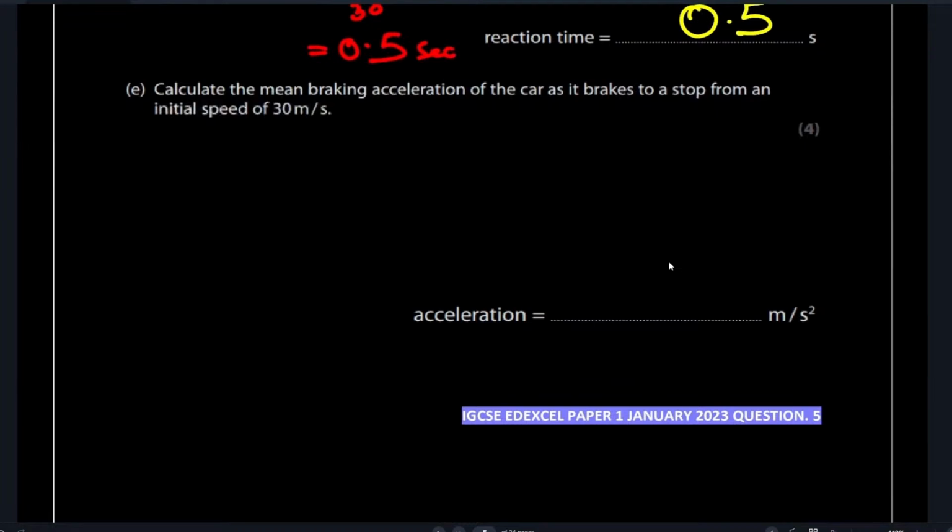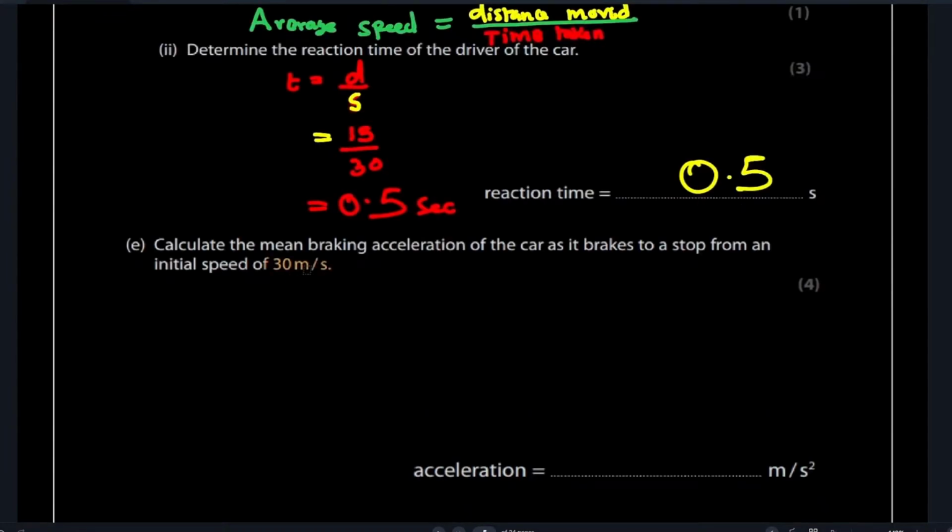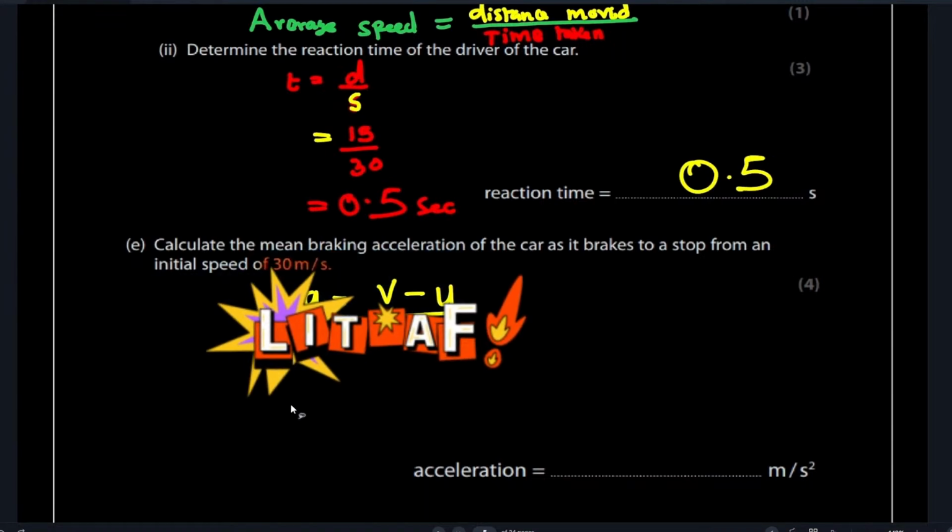Calculate the mean braking acceleration. Acceleration is obtained from a velocity time graph. Acceleration is actually obtained from a slope, but in this case we need to look at a different aspect to use. How do we get acceleration? We are going to use the equations of motion, because to work out the mean acceleration of the car to when it stops. So we have the final speed, we have the initial speed, and we can get the distance. So we can use this formula.